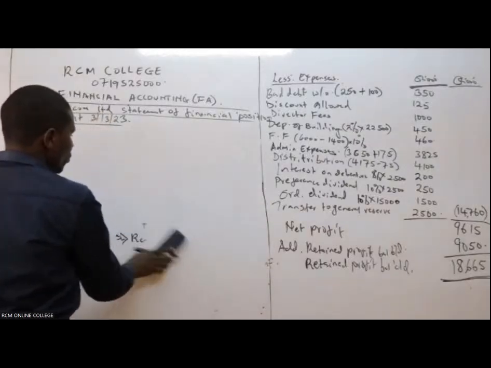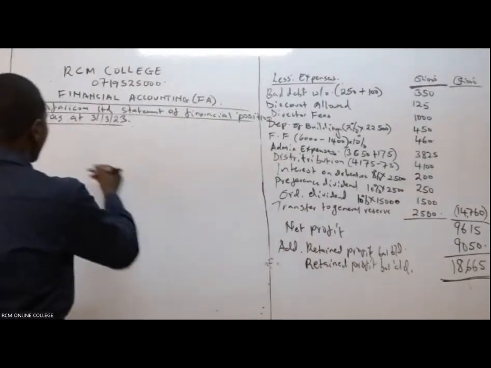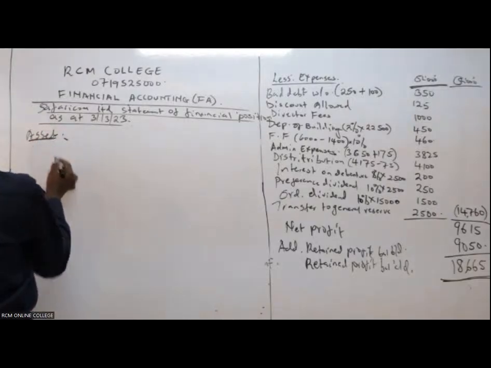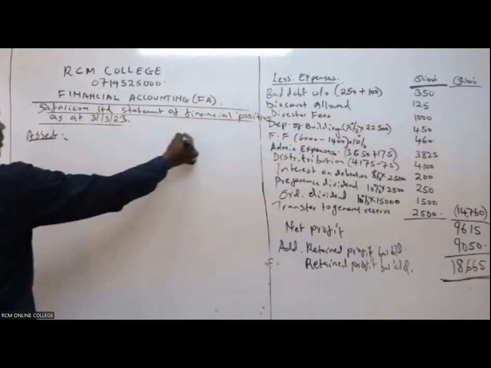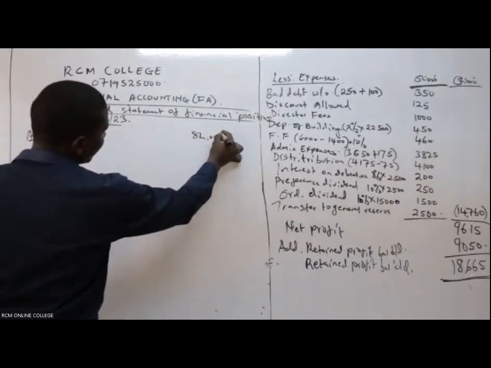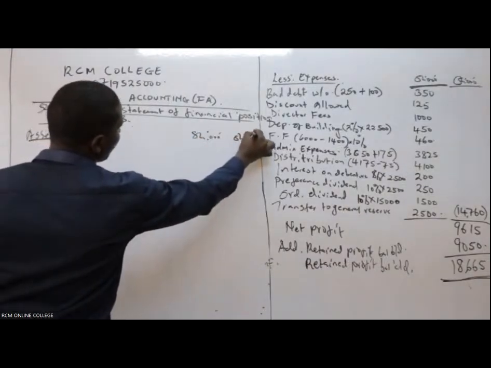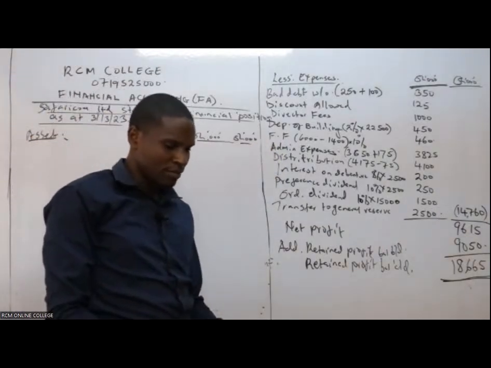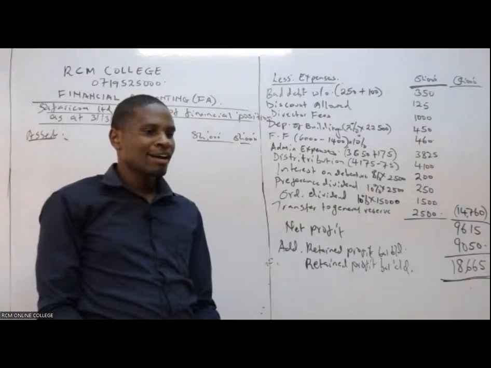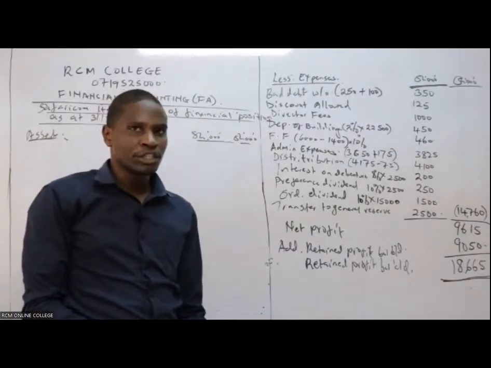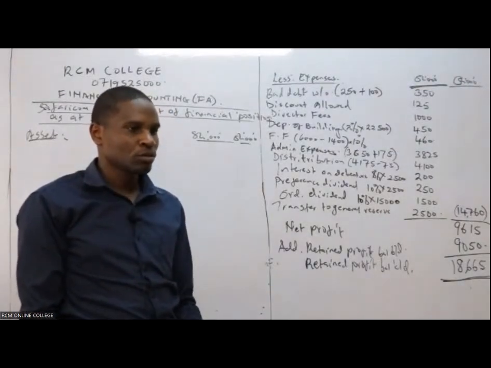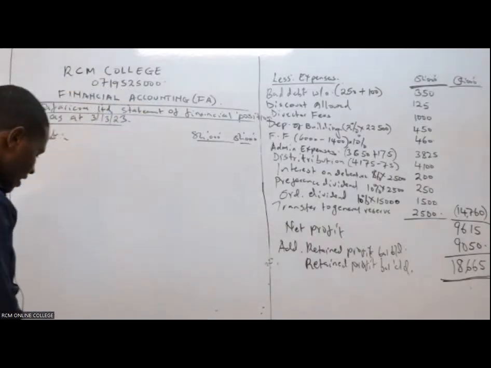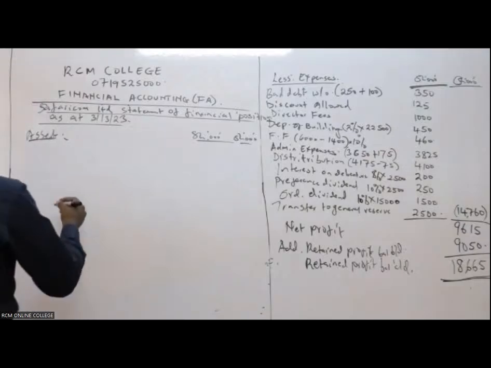So in this case, we start with the assets. If you are good enough, you can give me the non-current assets. Can you mention for me some of the non-current assets that we have there? If I look at my question very well, I had been given building, then furniture and fittings. And then I have investment at fair value.